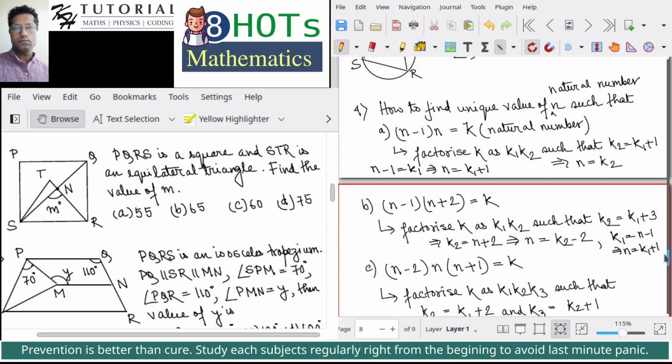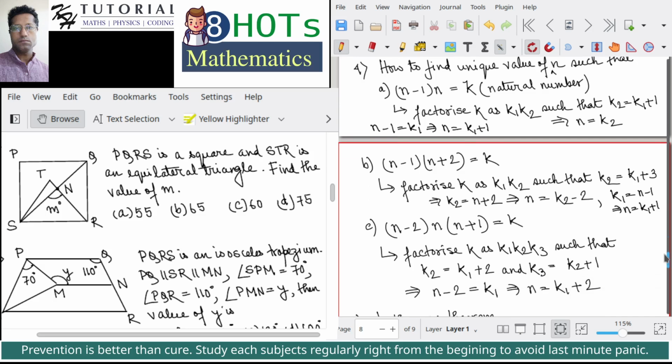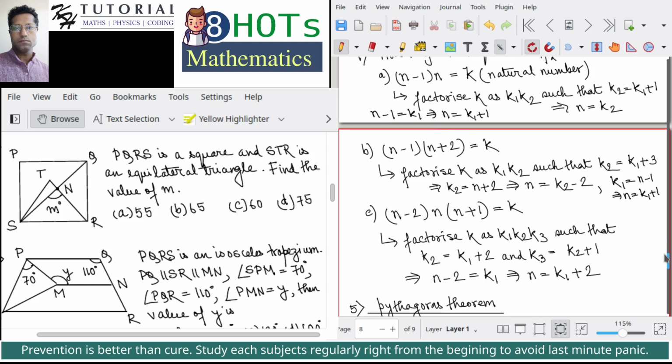Okay. So the third example is C: if you have (n minus 2) multiplied by n multiplied by (n plus 1) is equal to k, where k is a natural number, how do you find the value of n? Now you have to factorize k into 3 factors. As you can see, on the left hand side there are 3 factors. The first factor is n minus 2, the second is n, and the third is n plus 1. Clearly n is 2 more than n minus 2, and n plus 1 is 1 more than n. So if you factorize k as k1, k2, k3, then k2 must be 2 more than k1, that is, k2 will be equal to k1 plus 2.